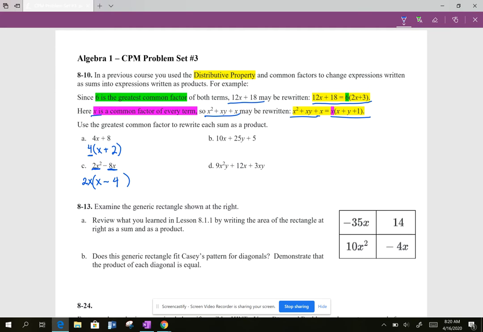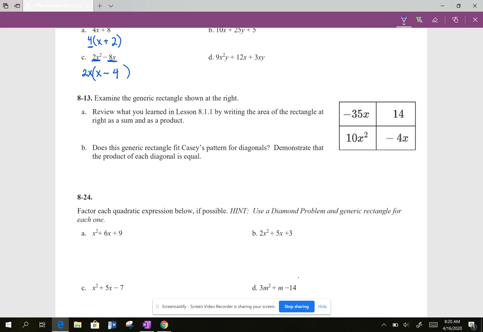So for B and D, find the greatest common factor, and then rewrite the sum as a product. For 8-13, we're going to look at this generic rectangle, write the area of the rectangle as a sum and as a product. Remember, sum is adding up all of the terms on the inside, and then product is writing it as length times width. Okay, two things being multiplied together.